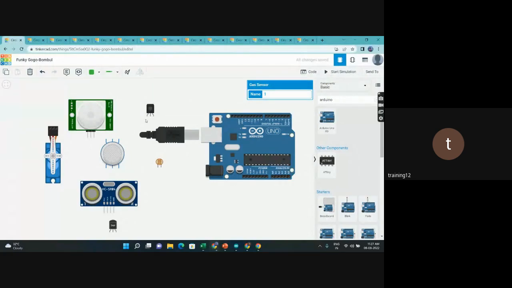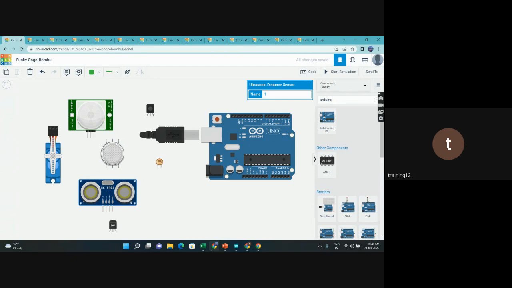So next is the ultrasonic sensor. The ultrasonic sensor has 4 pins. First is the power pin, next is trigger, then echo, then ground. The echo pin and trigger pin are mainly used for receiver and transmitter purposes. You have to connect any pin of the Arduino to these pins, and power pin to power pin, ground pin to ground pin.